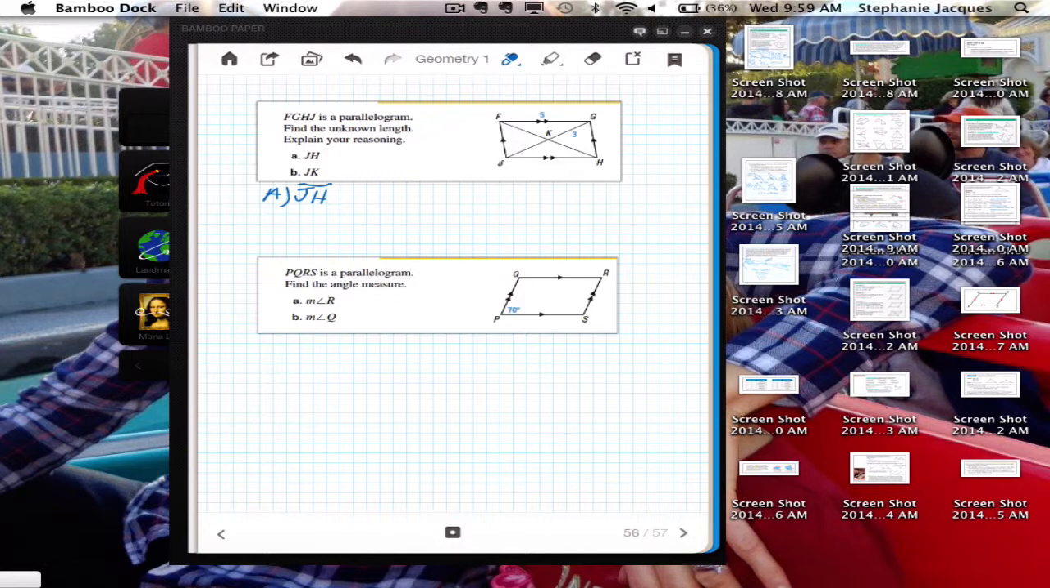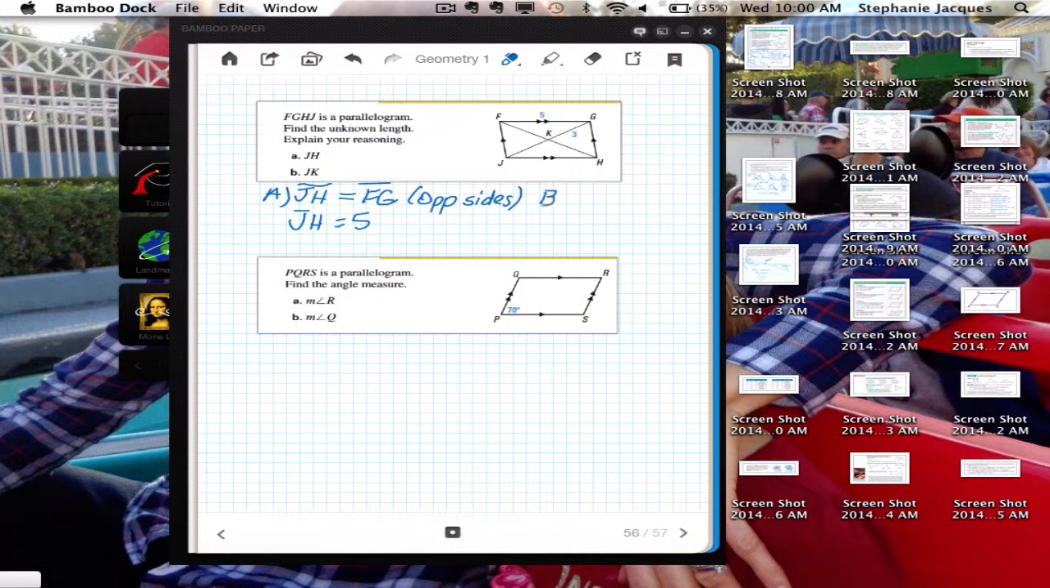Remember that opposite sides in parallelograms are equal to one another, so therefore I can state that JH is equal to FG. And FG equals 5, so therefore JH must equal 5. And I'm just going to say here for my justification, opposite sides.